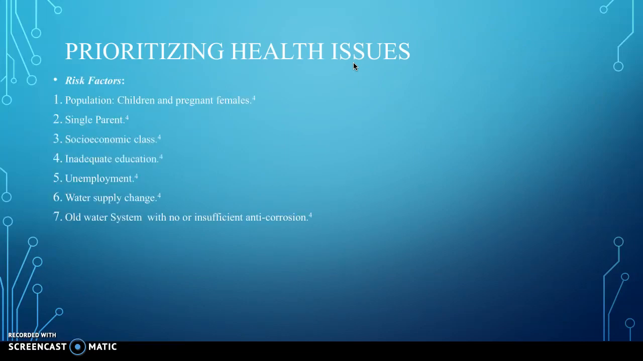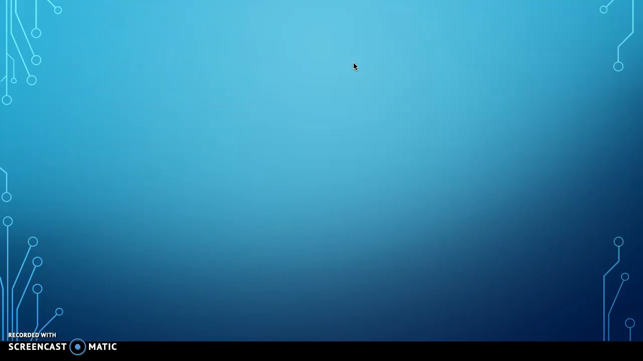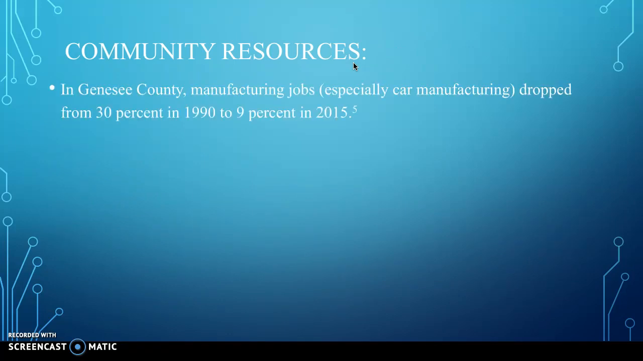So we need to prioritize health issues. What are the risk factors for the crisis? Population: children and pregnant females are the most vulnerable. Single parents, socioeconomic class, inadequate education, unemployment, water supply change, or a water system with no or insufficient anti-corrosion. Contributing factors are race and government issues. African American people are the most vulnerable because they make up nearly half of the population. The government issues, as we referred to before, focus more on expenses rather than the race, and that's a case of environmental injustice.